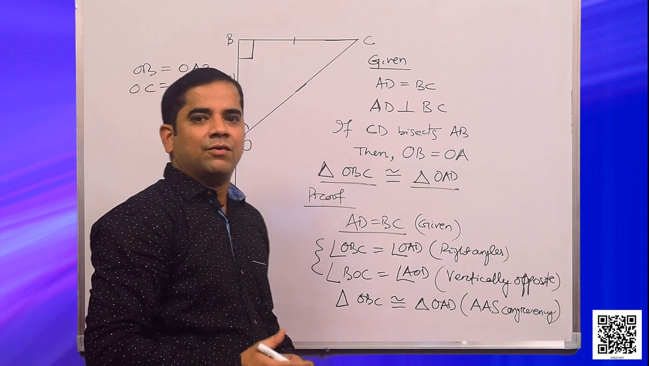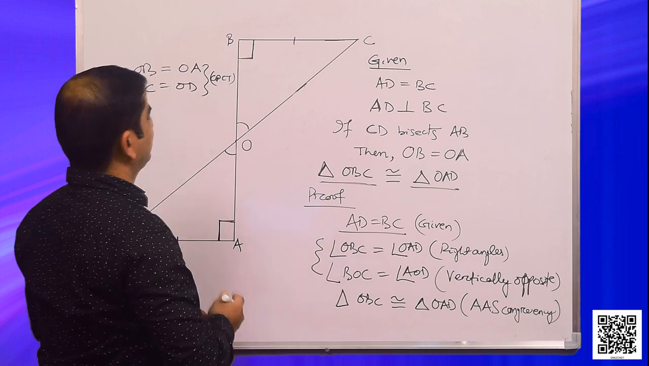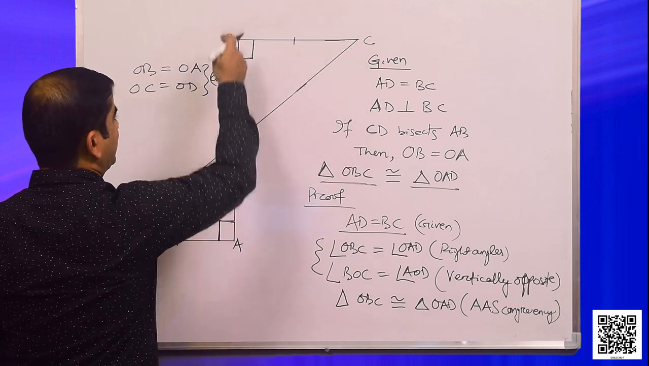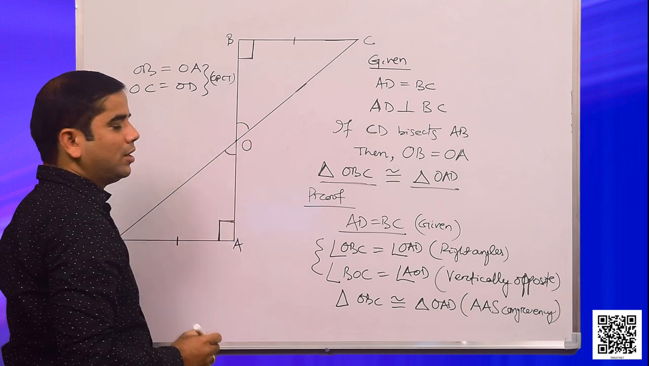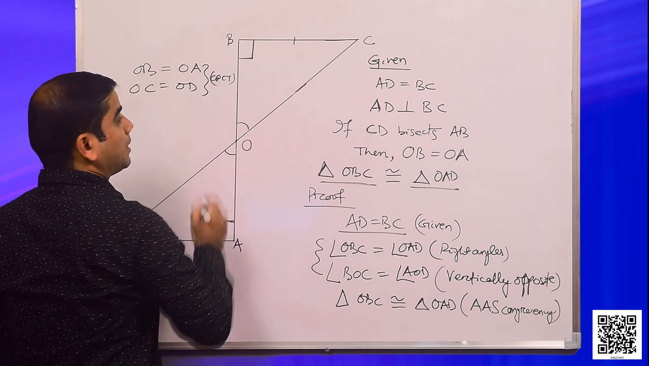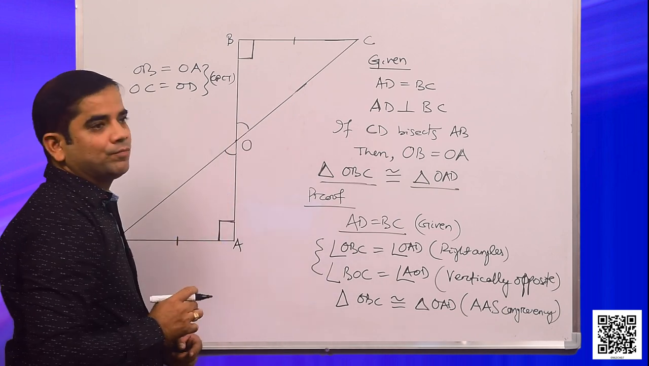So, in this way, we have proved that CD bisects AB. CD bisects AB at which point? Point of intersection is O. So, now O is the point of bisection of CD and AB.